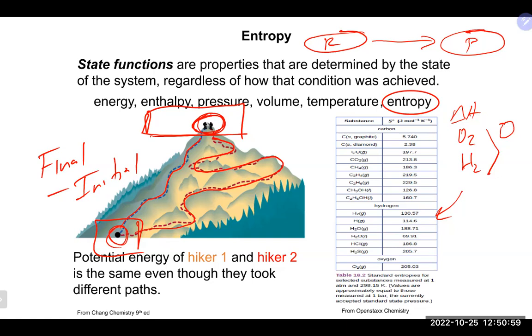You can calculate the delta S by taking all the entropy of the products minus all the entropy of the reactants. You would multiply, obviously, by the coefficient as well to do so.